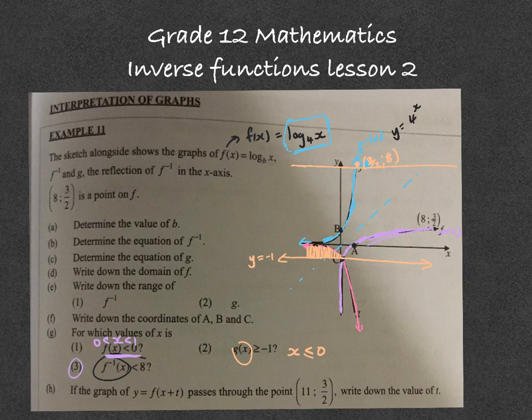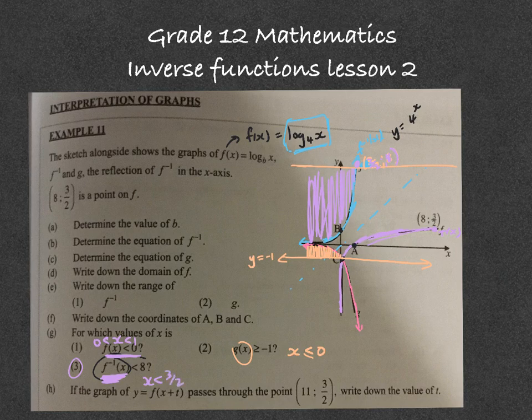Okay, question 3. For which values of x will the inverse be less than 8? Okay, so if you reflect this point (8, 3/2) over, it becomes (3/2, 8), yeah? So for which values of x will that blue graph be below 8? In other words, it's all those x values there, right? And what is that? That is at 3/2 and smaller, so x is less than 3/2.